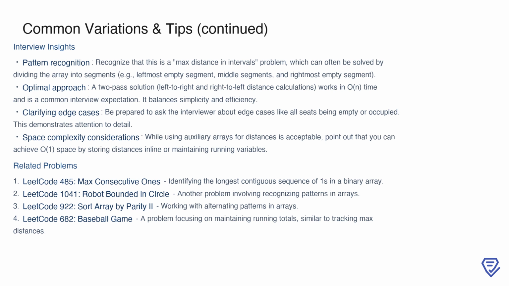Additionally, this problem is closely related to others on LeetCode. For example, max consecutive ones involves finding the longest contiguous sequence of ones in a binary array, which also requires analyzing segments. Problems like robot bounded in circle and sort array by parity 2 involve recognizing patterns, while baseball game highlights the importance of maintaining running totals, similar to tracking max distances in this problem.